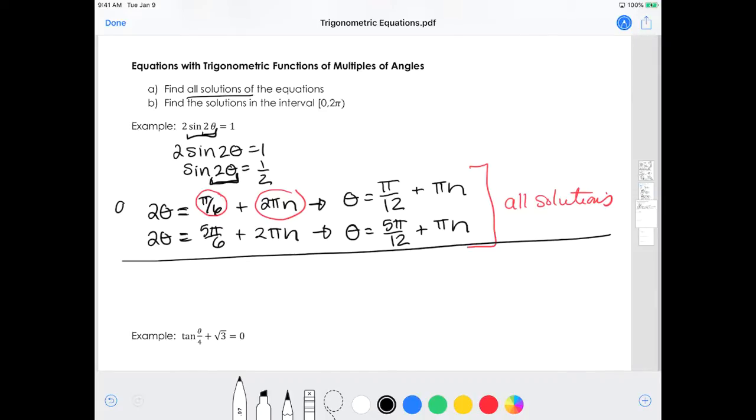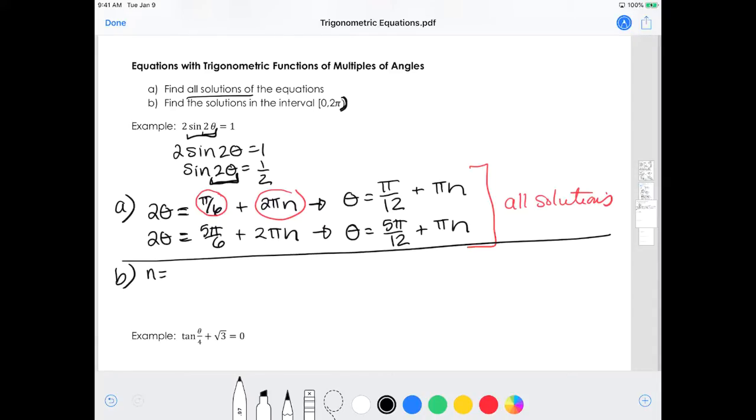Now, that would be part A. We're finding all solutions. Part B says you want to find the solutions just on the first rotation. So I want anything that falls between 0 and 2 pi, but not including 2 pi. Notice this is an open parentheses, so we're not going to include 2 pi, but everything up to 2 pi. So we're going to do this by using our step in part A, all the solutions.